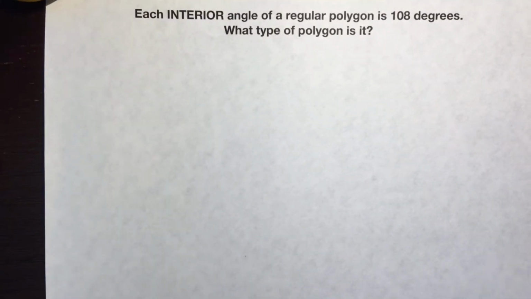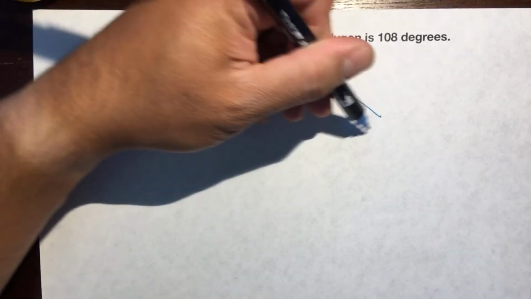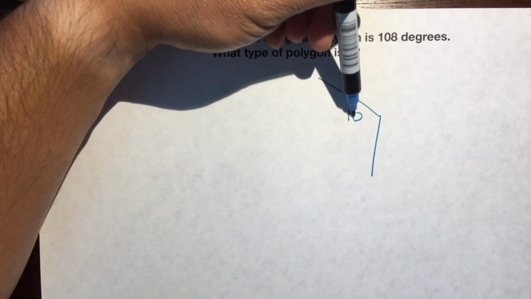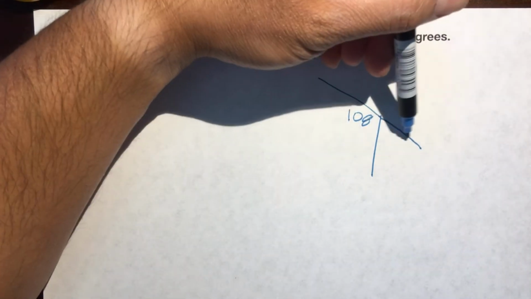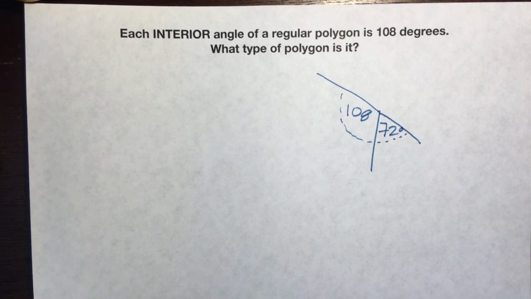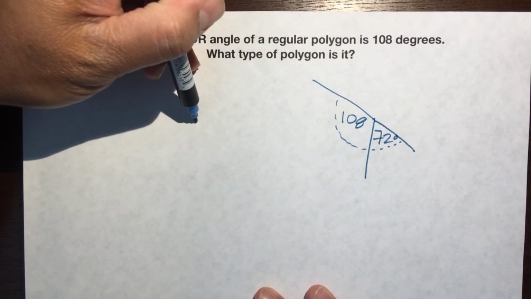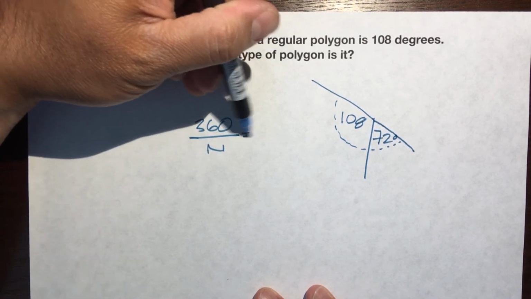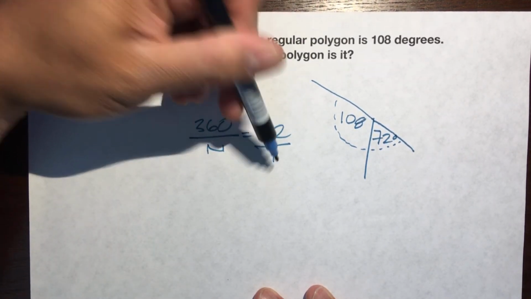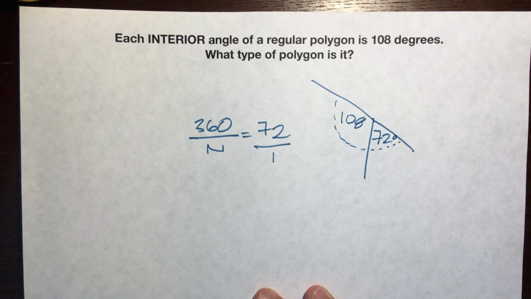All right, each interior angle of a regular polygon is 108 degrees. Let me just draw that one piece of the polygon, which is 108 degrees. And just to help us visualize, here's that exterior. We want to figure that out. The exterior angle is 72 degrees. Did we do this problem? I think we did. Yes. Look at this, it's right here. But anyways, let's pretend we didn't do it already. So we'll just say 360 divided by n is equal to 72. And we got the 72 because we know the interior angle is 108 degrees.